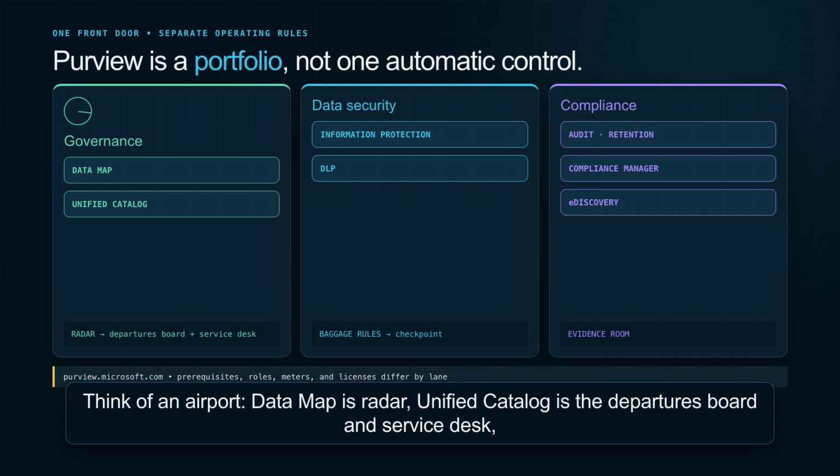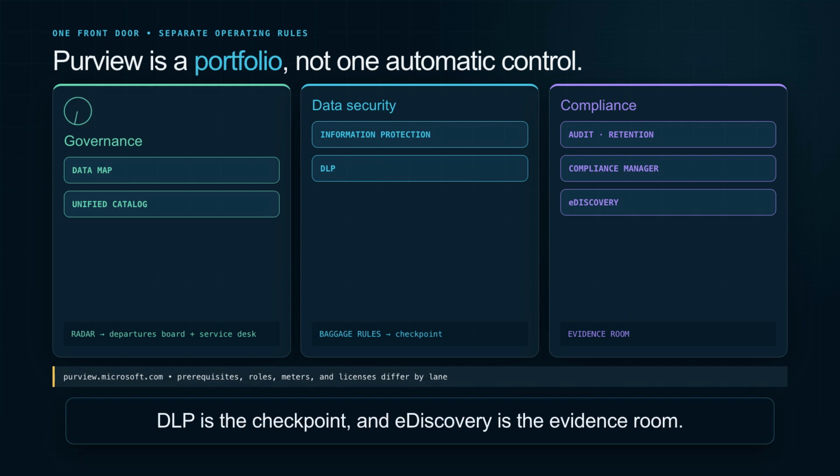Think of an airport. Data map is radar. Unified catalog is the departures board and service desk. DLP is the checkpoint, and eDiscovery is the evidence room. Useful analogy: separate operating rules.